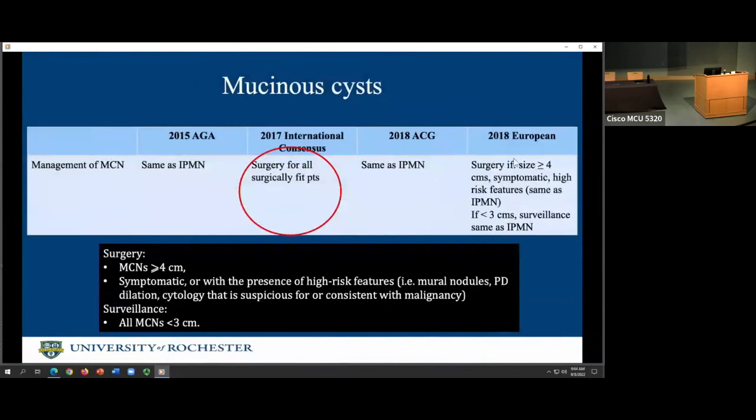Surgical resection is recommended for any mucinous cyst in a surgically fit patient in the 2017 International Consensus Guidelines. The 2018 European guidelines treat mucinous cysts similar to IPMNs, and surgical resection is recommended for mucinous cysts greater than 4 centimeters if they are symptomatic or with the presence of high risk features such as a mural nodule, pancreatic duct dilation, cytology that is suspicious for or consistent with malignancy, and surveillance is recommended for all mucinous cysts less than 3 centimeters. The 2015 AGA guidelines and the 2018 ECG guidelines also treat mucinous cysts similar to IPMNs.